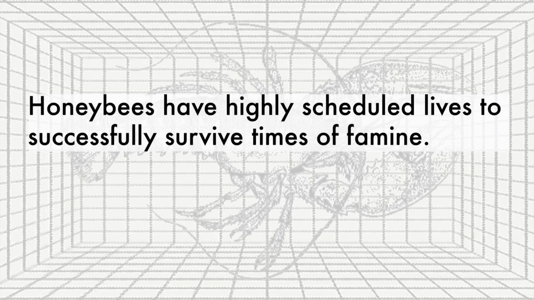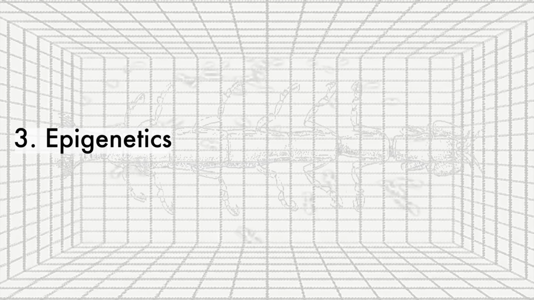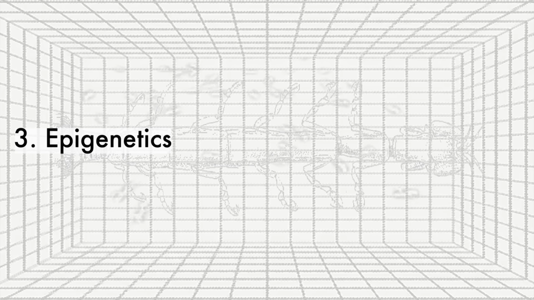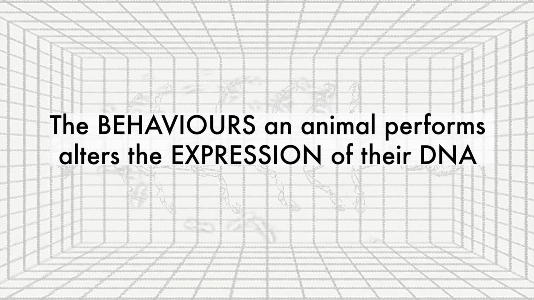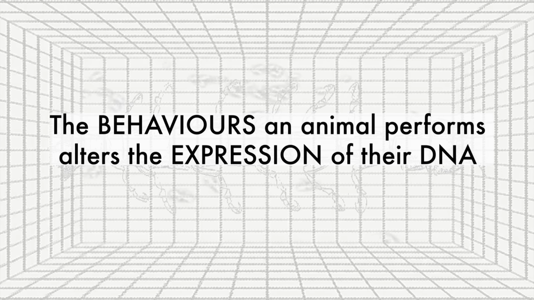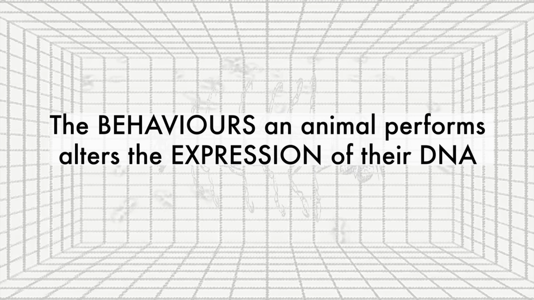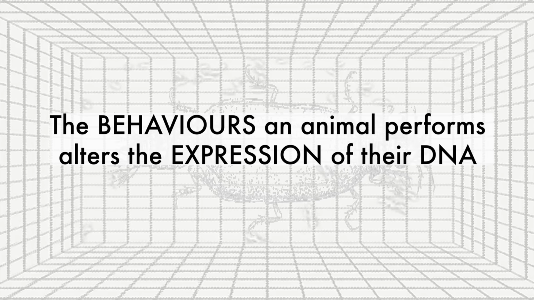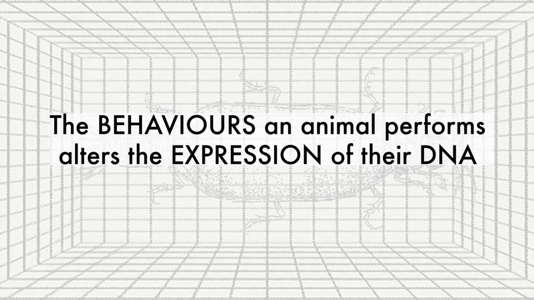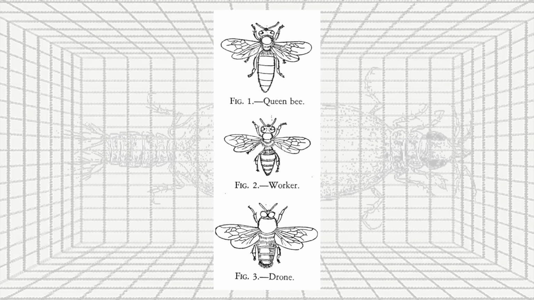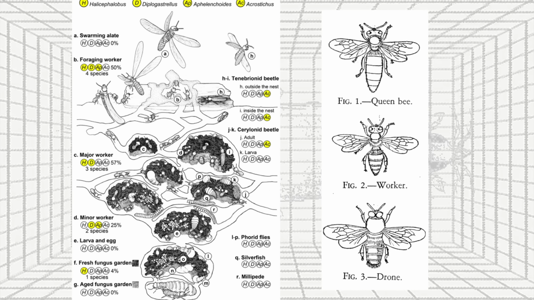Number 3, epigenetics. Epigenetics are key with regards to eusociality. Epigenetics are basically how an animal's particular genetics are expressed, and not by inherent changes to the genome itself, but rather programmed developmental alterations due to external factors. This is very important because it's how eusocial insects decide their caste system. Eusocial castes in both termites and honeybees are decided by epigenetics.